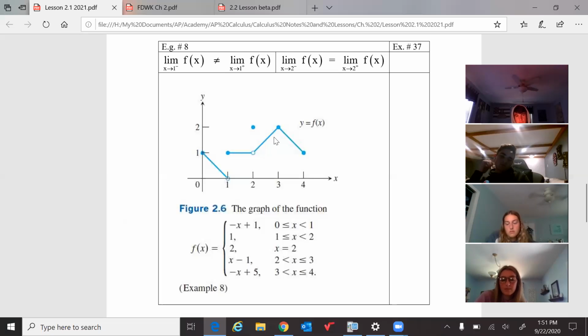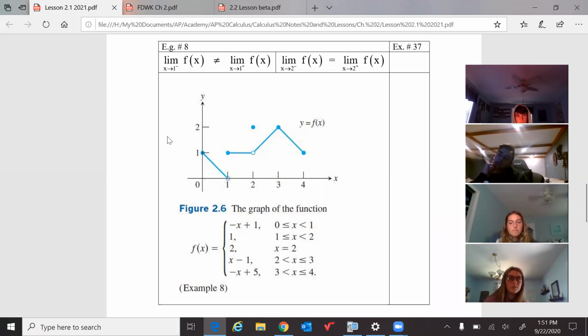Look at 3. As x goes towards 3 from the left, the graph's trying to climb to 2. As x goes to 3 from the right, it's trying to climb to 2. So the limit from the left equals the limit from the right, and it also equals the value of the function.